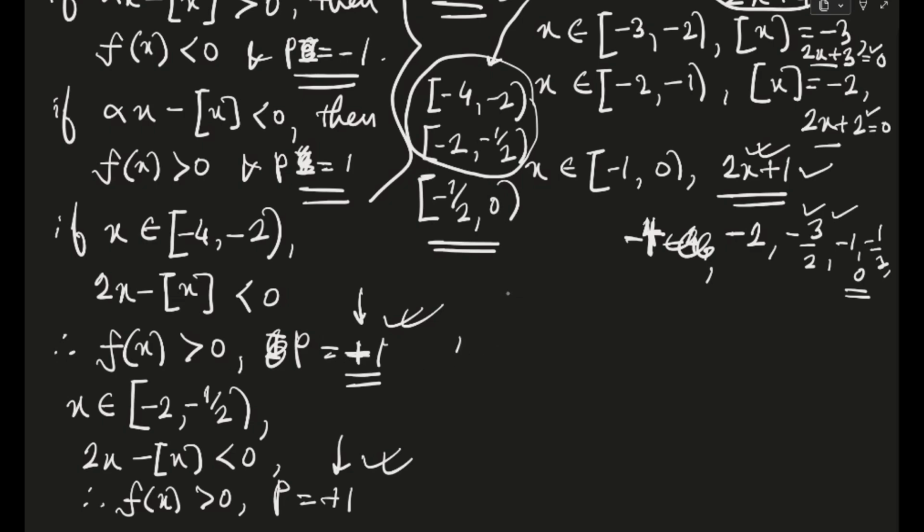Now if we notice in the last interval, this is where the sign change will actually come. Minus half to 0. Here you will observe that, for example, if we take, what should I take? Minus 0.5 to 0, right?